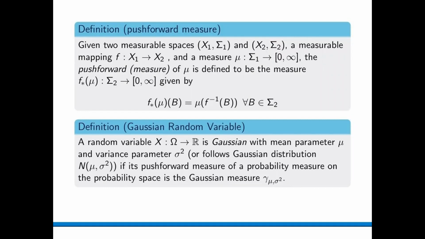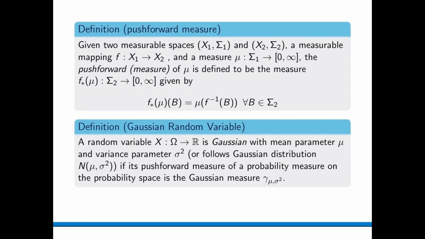With the definition of push-forward, we can formally define what a Gaussian random variable is. A Gaussian random variable, like any random variable, is a function from the sample space, the measurable space, to the real numbers. It is said to be Gaussian with the mean parameter and variance parameter if its push-forward measure of the probability measure on the probability space is the Gaussian measure.